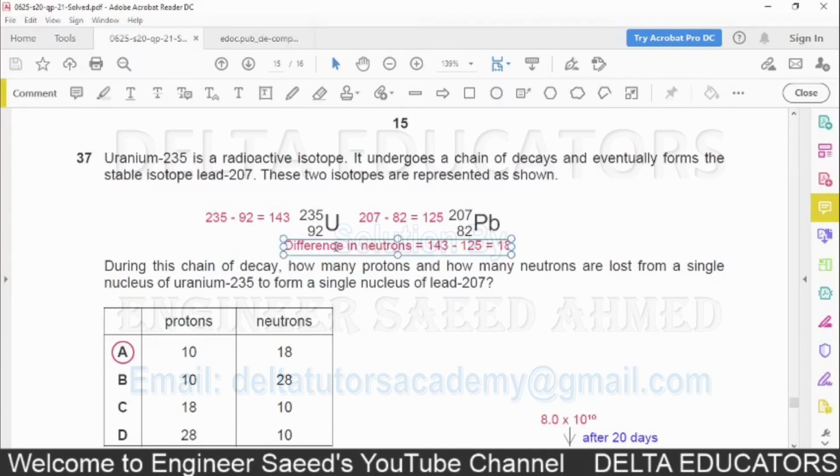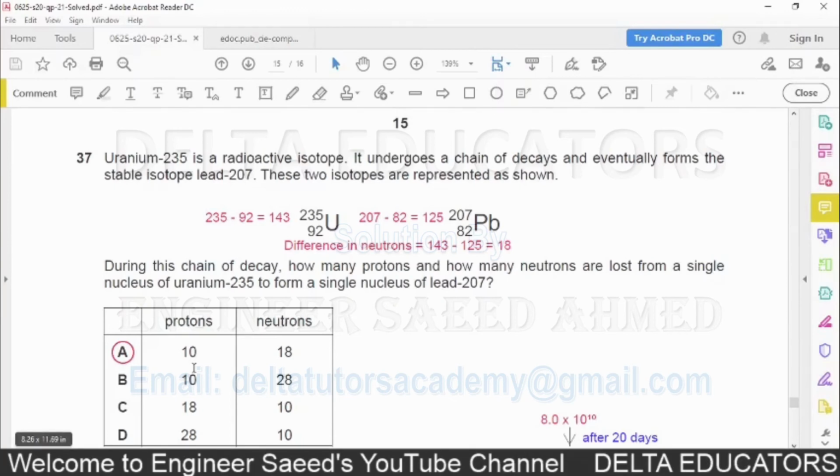For uranium, proton number is given 92 and nucleon number is given 235. What is proton number? Proton number is the number of protons in an atom and nucleon number means the sum of protons and neutrons. So here in uranium, the number of protons is 92 and in lead, the number of protons is 82. Now what is the difference in number of protons? It is 92 minus 82, it is 10. So the difference of protons between uranium and lead is 10. Now for the difference of protons, 10 is given in options A and B, so possible options are A and B.